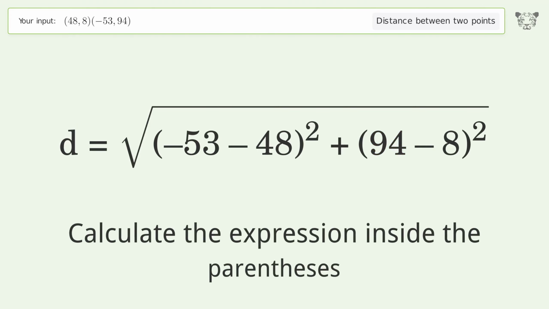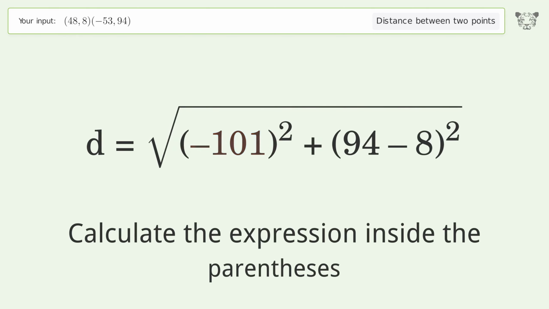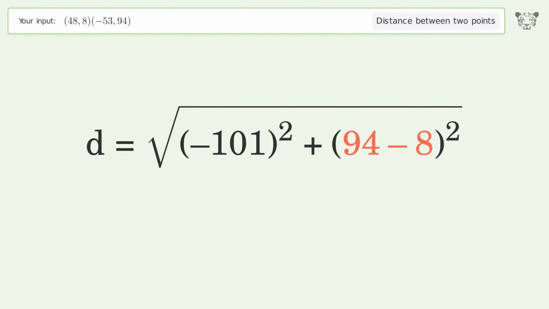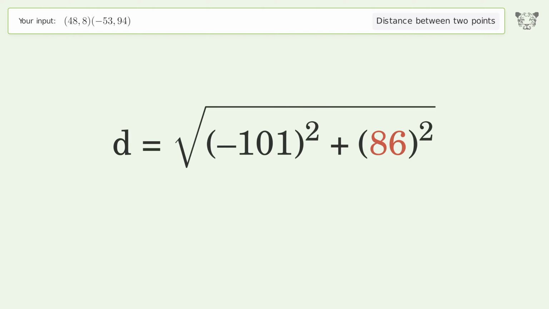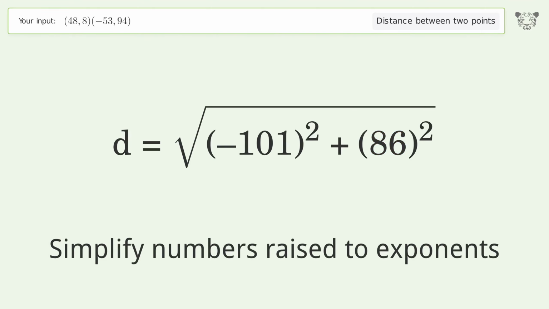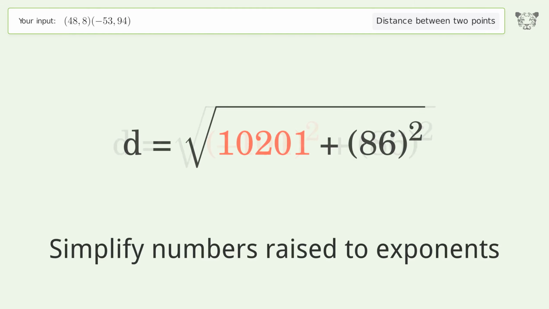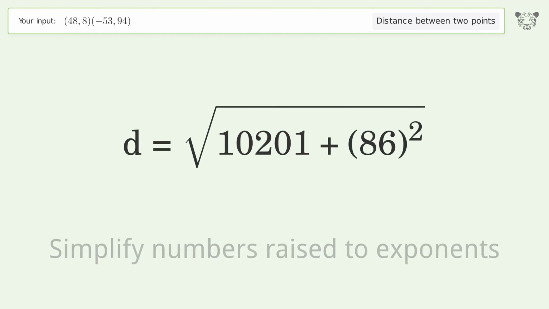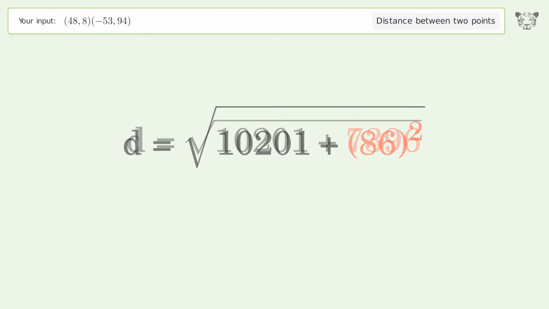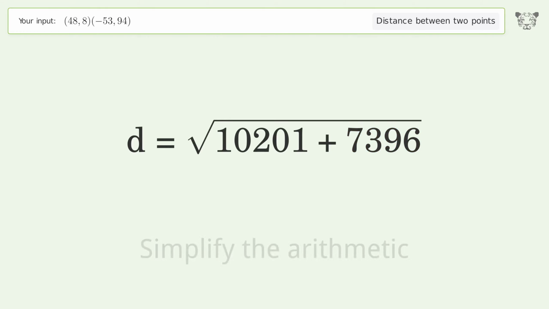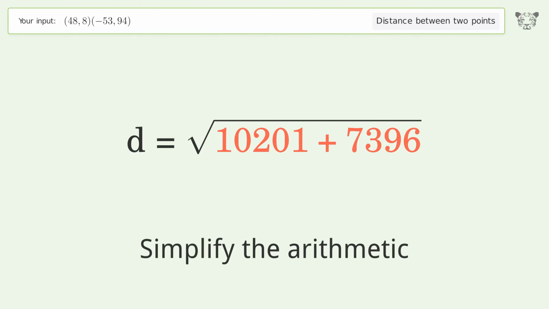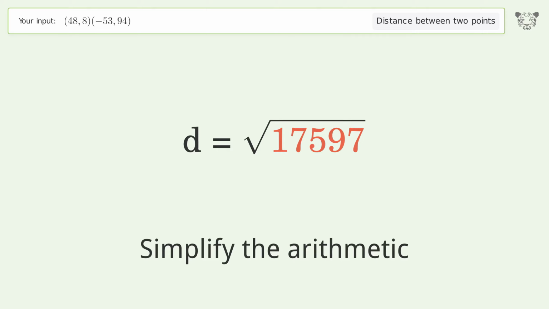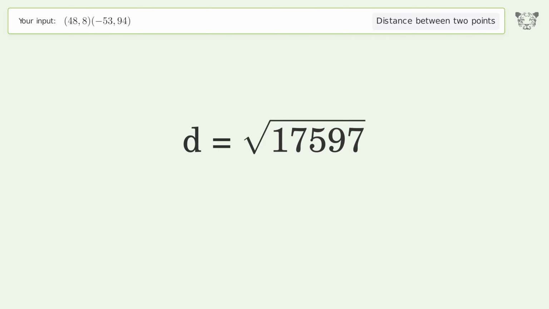Calculate the expression inside the parentheses. Simplify numbers raised to exponents. Simplify the arithmetic. And so the distance between the 2 points is the square root of 17,597 or 132.654.